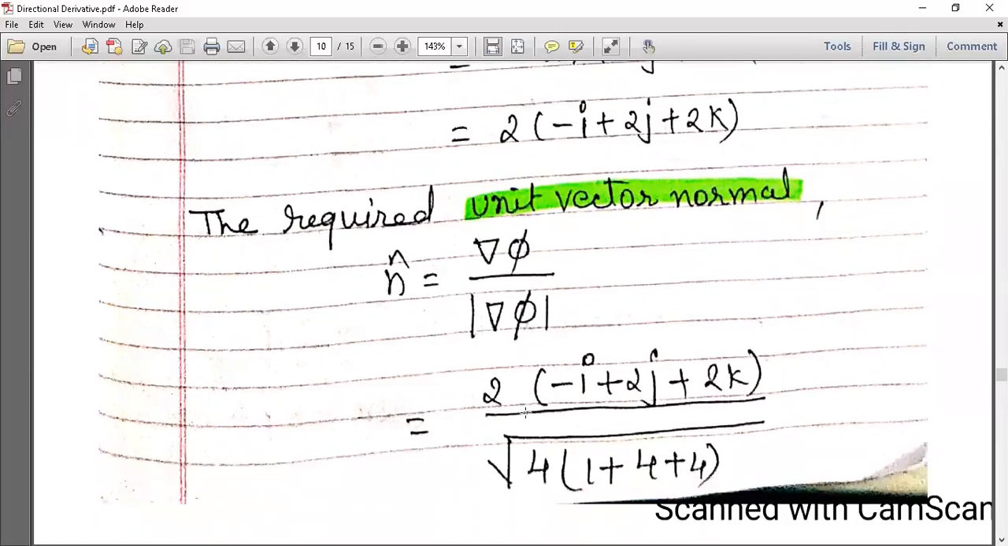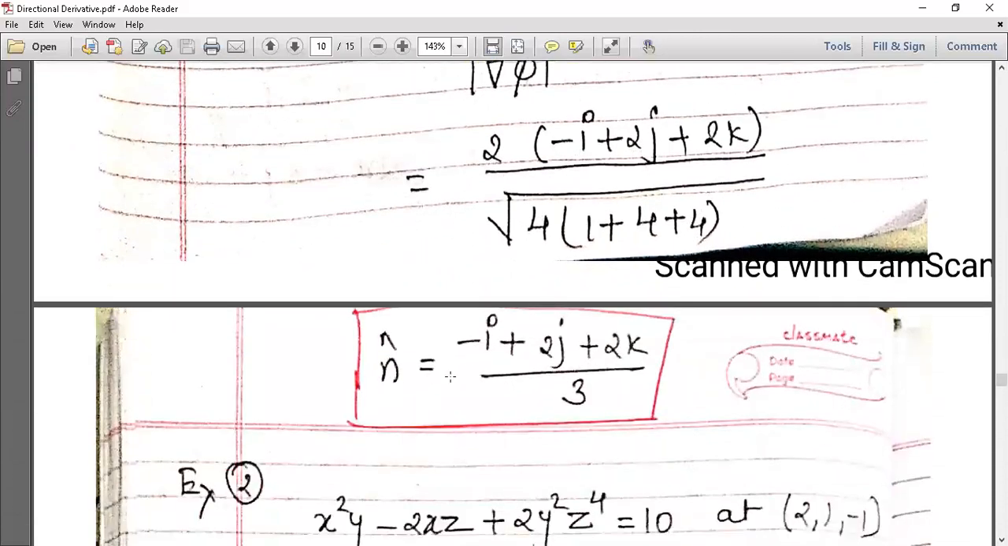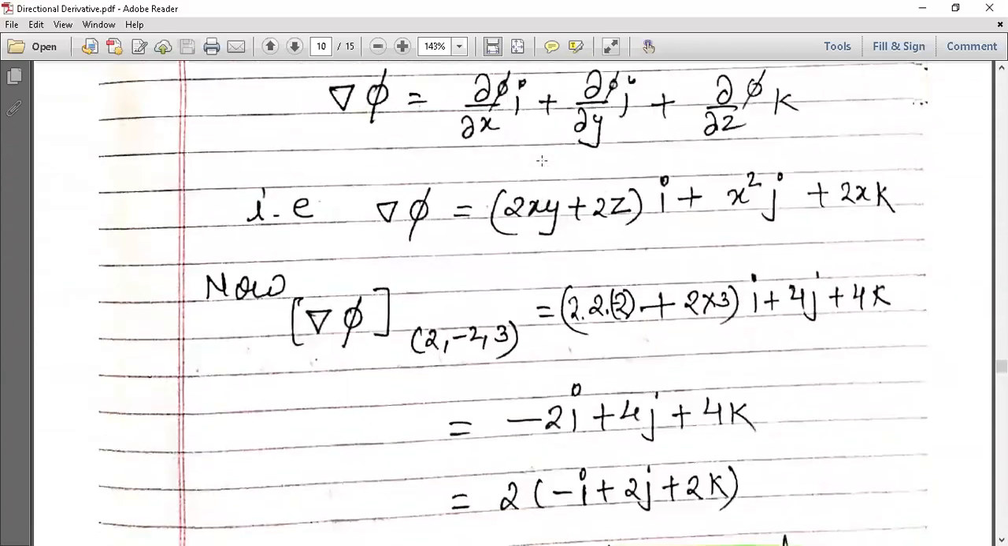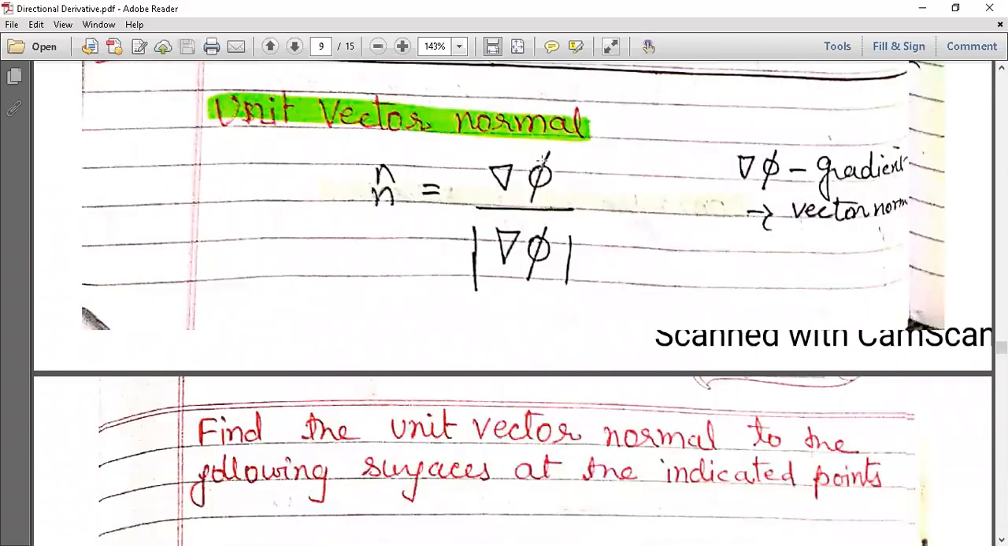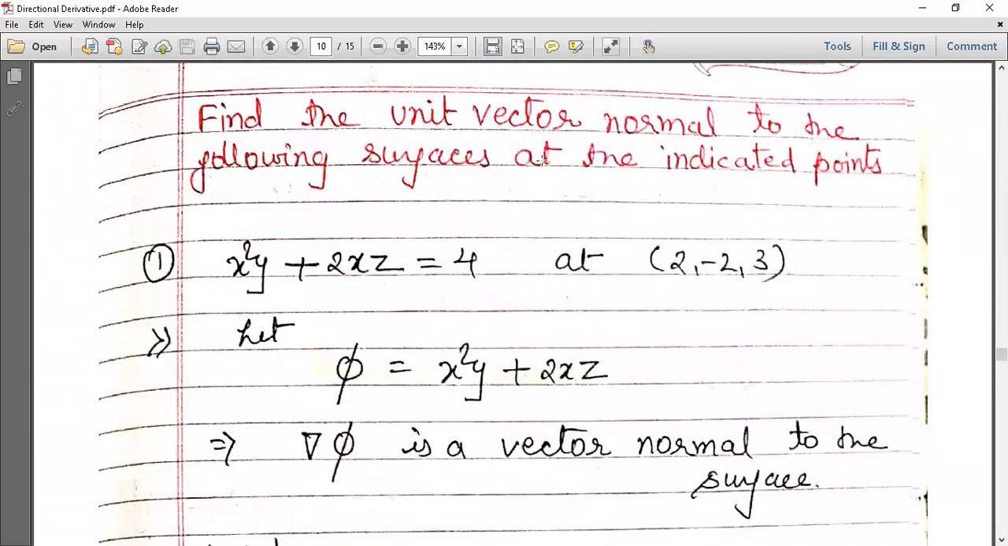So we take 2 minus i plus 2j plus 2k, and the magnitude is the square root of minus 1 square which is 1, 2 square which is 4, and 2 square which is 4, giving 3. So n cap is equal to 2 minus i plus 2j plus 2k by 3. This is how we calculate the unit vector normal. Only you need to keep in mind that the vector normal is nothing but the gradient of phi.